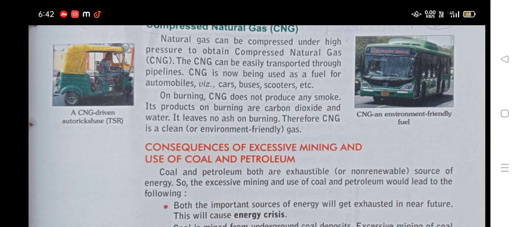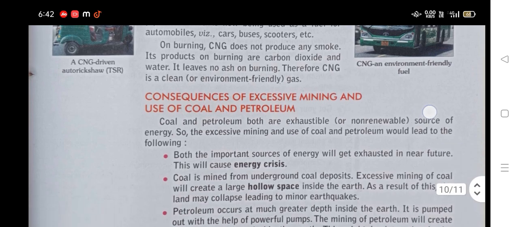On burning, CNG does not produce any smoke. Its products on burning are carbon dioxide and water. It leaves no ash on burning. Therefore, CNG is a clean or environment-friendly gas.